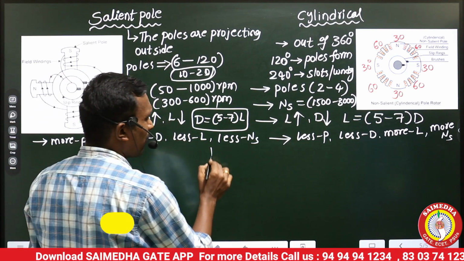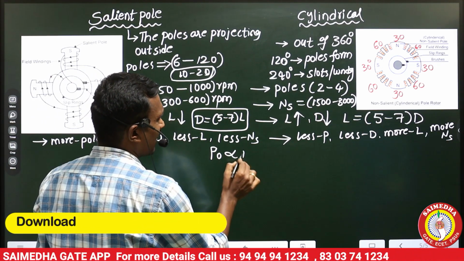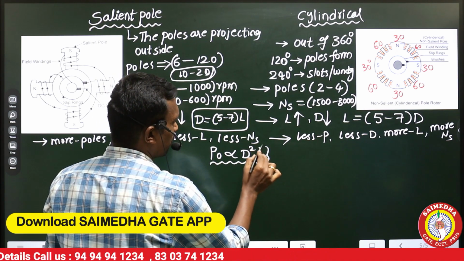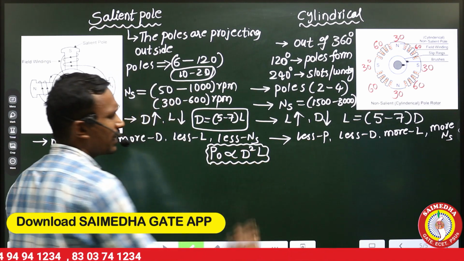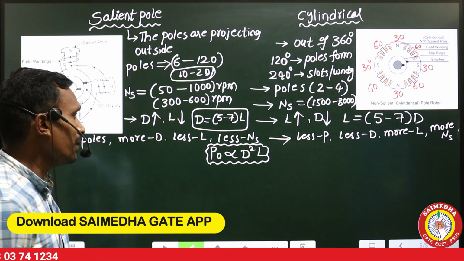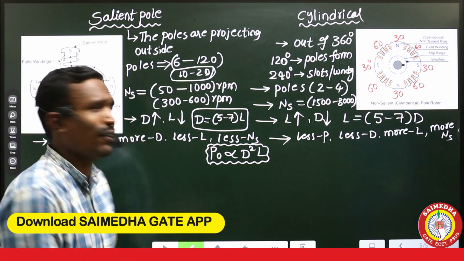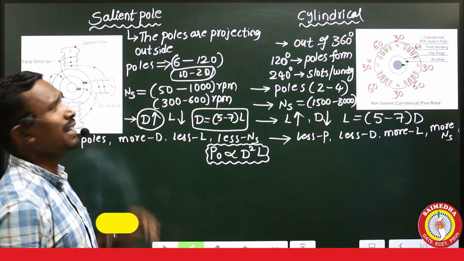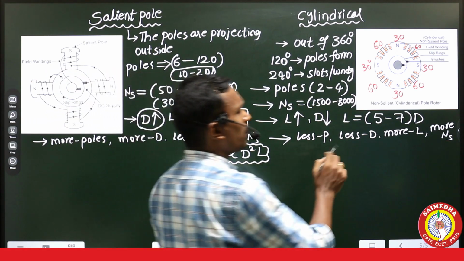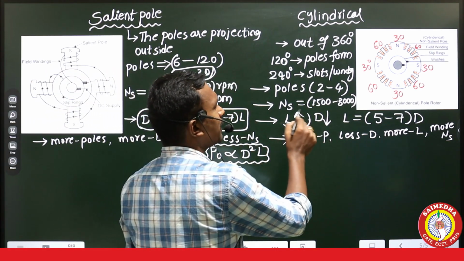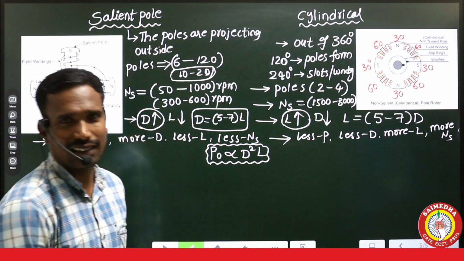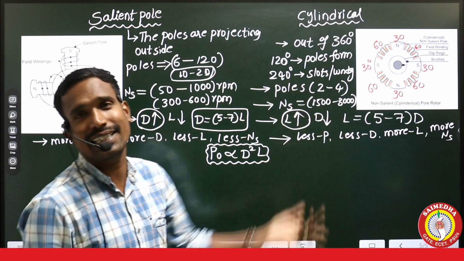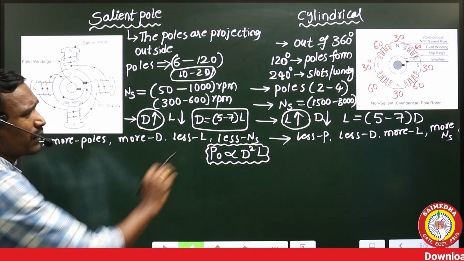The power output is generally directly proportional to D square into L. In order to get more power factor, we need to maintain a better diameter in salient pole, but in order to get better power output, we need to maintain a better axial length. Here the diameter should be less, that's why we need to maintain a better axial length. So this is the main difference.